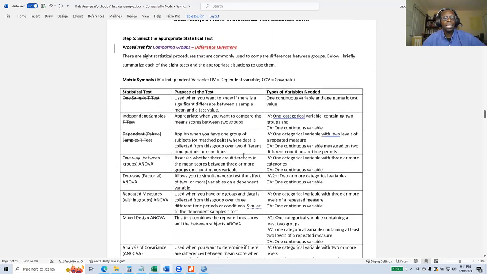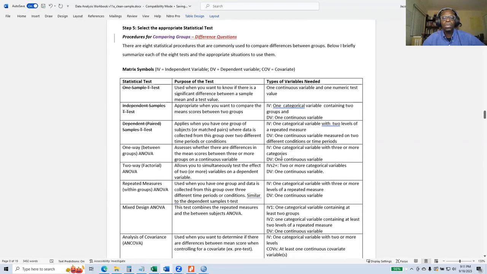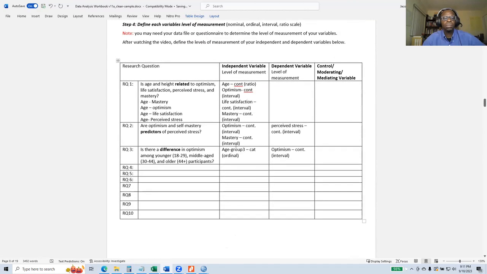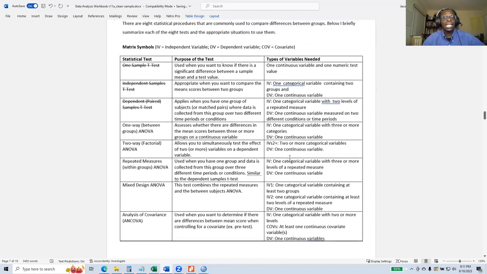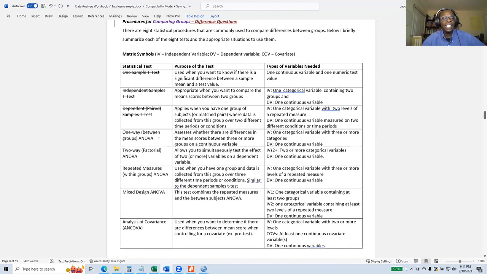And then you've got the dependent variable that is continuous. The dependent variable is optimism scores, and it is continuous. So it looks like that one's looking pretty good. So we're going to bold that, and we're going to go to the next one.